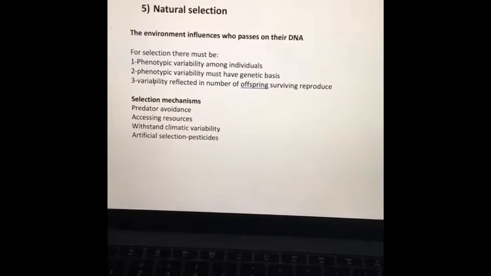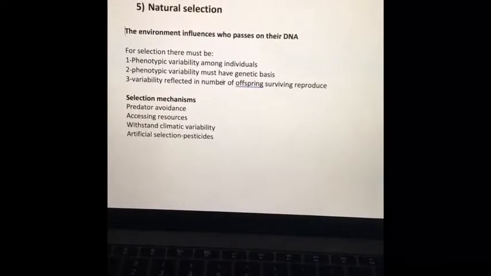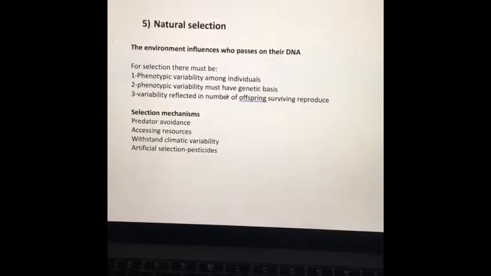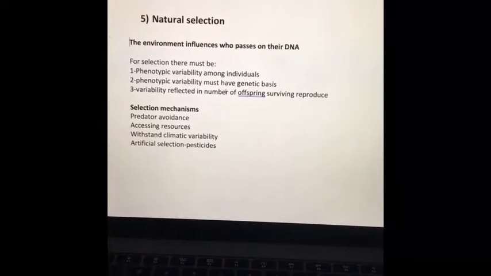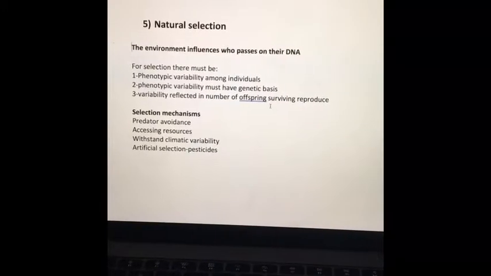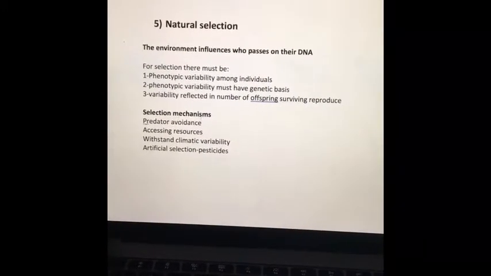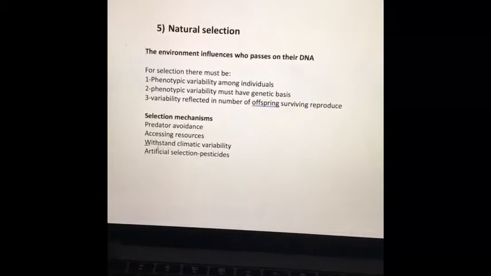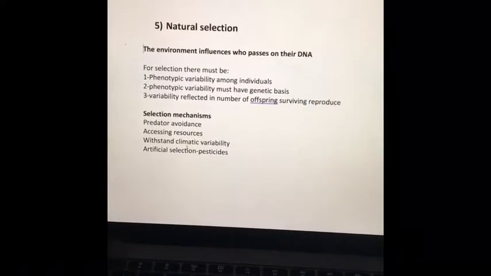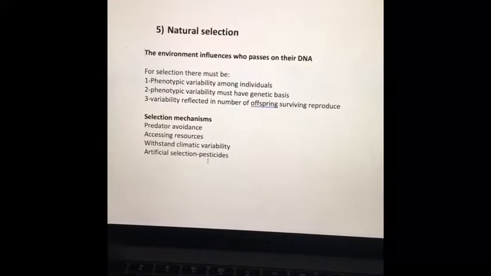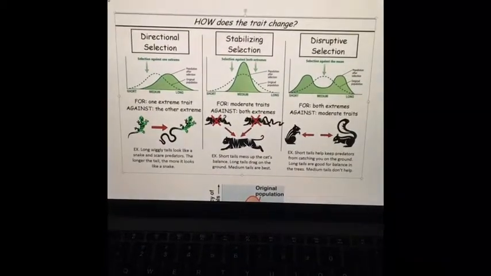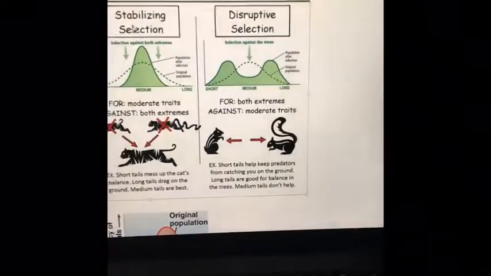And third, the variability is reflected in the number of offspring surviving to reproduce, meaning that the variability selected is shown by how much offspring they reproduce. And the selection mechanisms are predator avoidance, accessing resources, and withstanding climate variability, and artificial selection, meaning pesticides and stuff like that. Okay, we're going to go over the different selections, and there's directional selection, stabilizing selection, and disruptive selection.